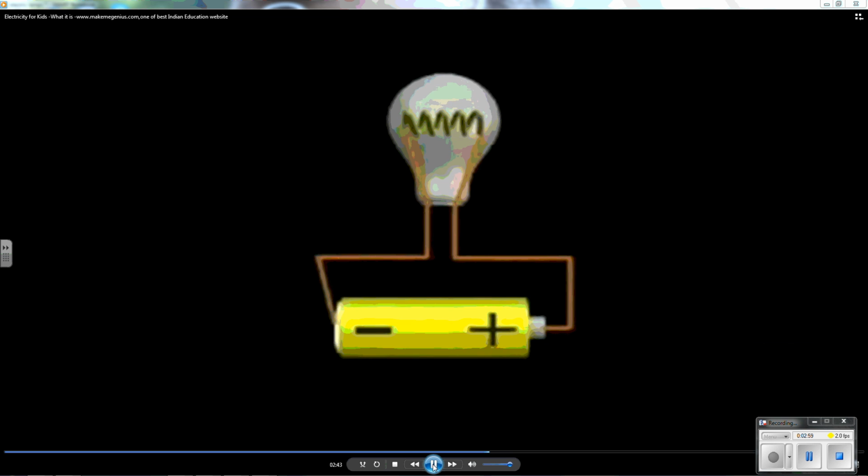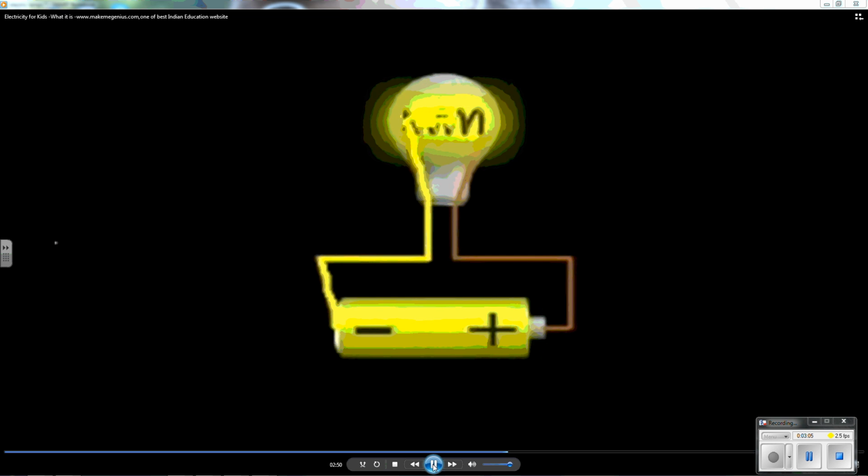Slowing things down, we can see that once the circuit is complete, an electric current appears, flowing from the minus end of the battery toward the plus end.